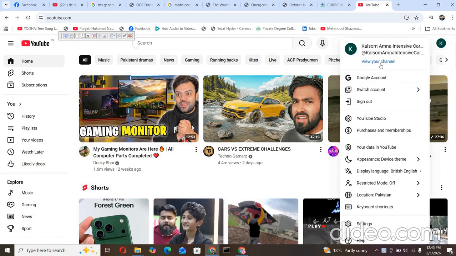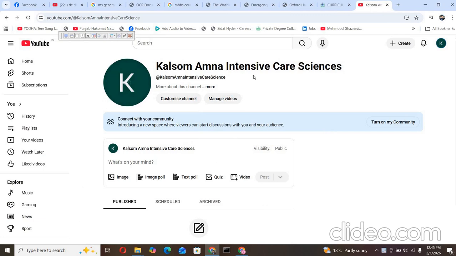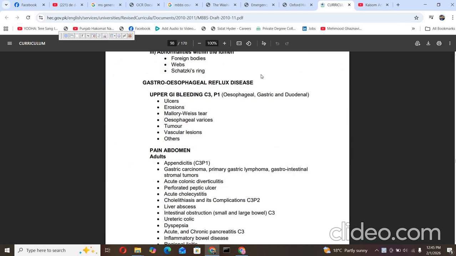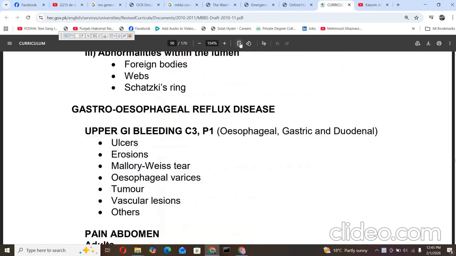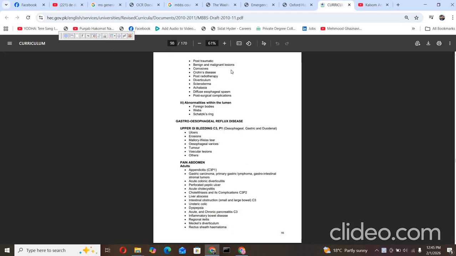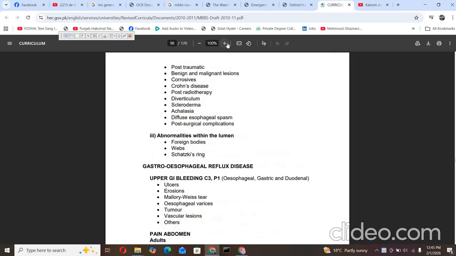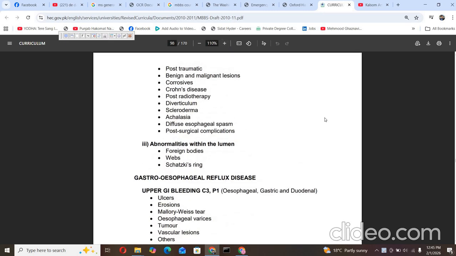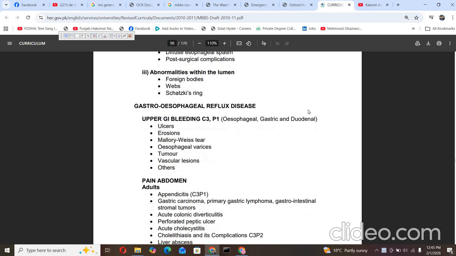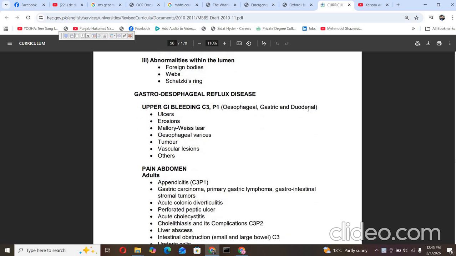We are continuing with the Intensive Care Sciences course, and today in general surgery we will discuss gastroesophageal reflux disease and the complications of the surgical procedure of the gastrointestinal tract, and the diseases, infections, and problems associated with it. So, upper GI bleeding, peptic ulcer.